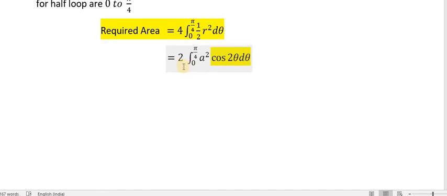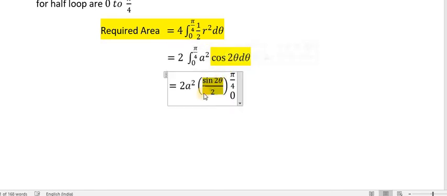So, we get 2a square and limits of integration are 0 to π/4, and integral of cos 2θ is sin 2θ by 2. Now, apply the limits 0 to π/4 for this equation. So, we get 2a square, and when you apply the upper limit, that is sin 2 into π/4, it is nothing but sin π/2.